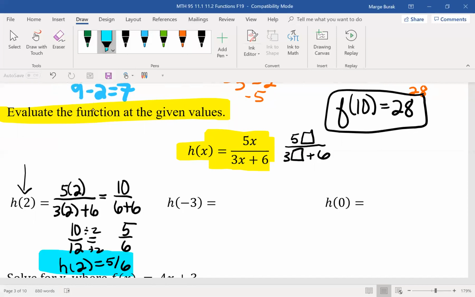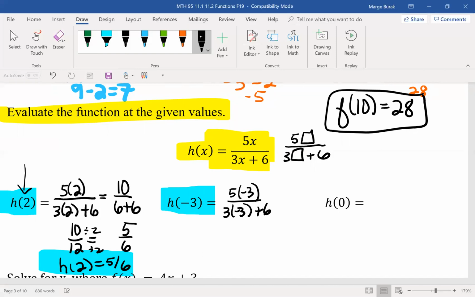Now let's do h of negative 3. So I have 5 times negative 3 over 3 times negative 3 plus 6. That gives me negative 15 over negative 9 plus 6, which is negative 3. Final answer, positive 5. So that means h of negative 3 equals 5.